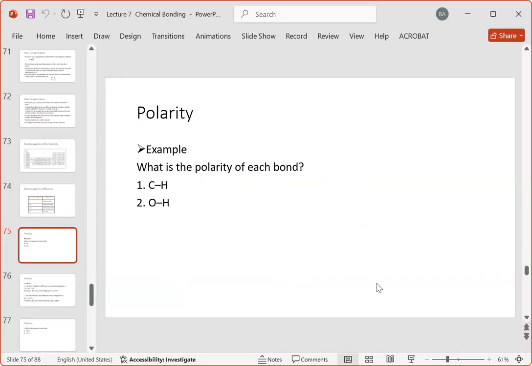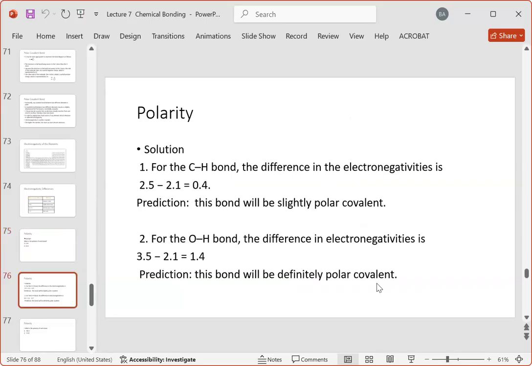We see the electronegativity of carbon, you see the electronegativity of hydrogen, and then we subtract, and then the answer will tell us whether it's polar, it's a polar covalent or whatever. You understand? So for carbon, the electronegativity is 2.5. The electronegativity of hydrogen is 2.1. So when you subtract it, you get 0.4.